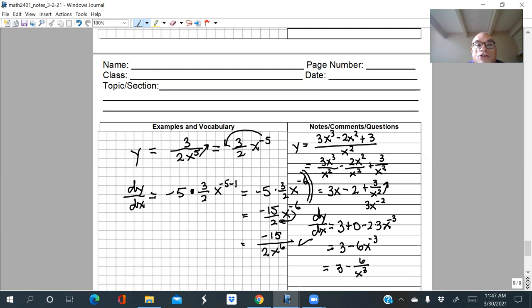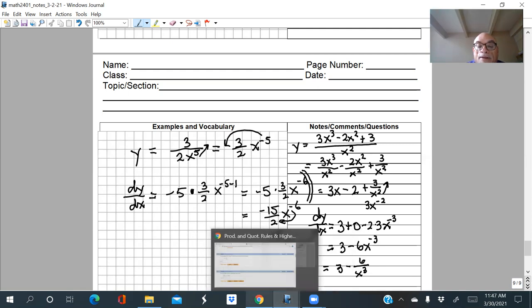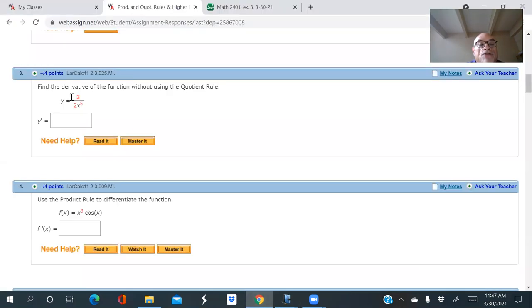They were just trying to remind you that you don't always have to use the quotient rule when you're trying to differentiate a quotient. So you should look at the expression first that you're trying to differentiate and decide, do I really need to use the quotient rule here, or is there some way I can differentiate this without using the quotient rule?